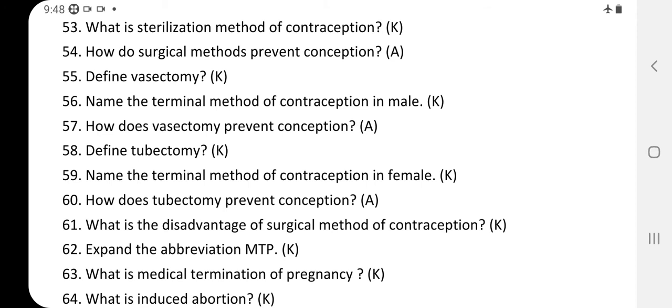Next question. Define tubectomy. The tubectomy is carried out in females where a small part of the fallopian tube is removed or tied up through a small incision in the abdomen or through the vagina.